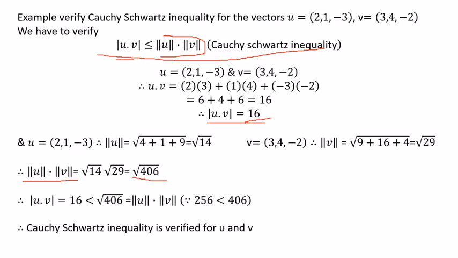And then we proved our main theorem, that is Cauchy Schwartz inequality, that is modulus of u dot v is less than or equal to norm u into norm v. And then we solved examples on Cauchy Schwartz inequality: if some vectors are given, how to prove that these vectors satisfy this inequality by finding the left hand side and the right hand side.